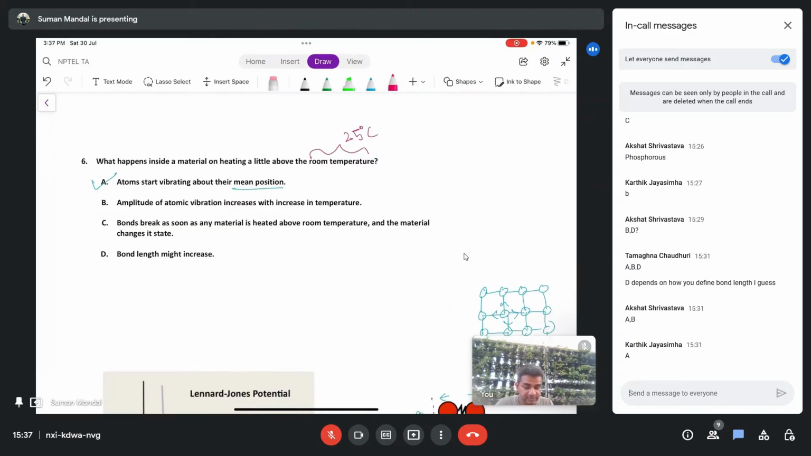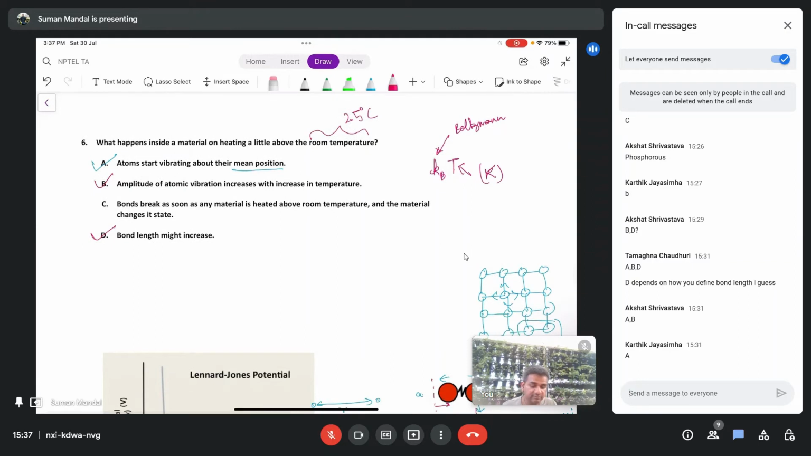So the bond length might increase. This is an answer. Temperature of atomic vibrations increases with increase in temperature. Yes, you are right, because we are applying some kind of energy into the system, and that energy is given by Kb into T. It's the Boltzmann constant, and T is the temperature. Generally, it's written in Kelvin.